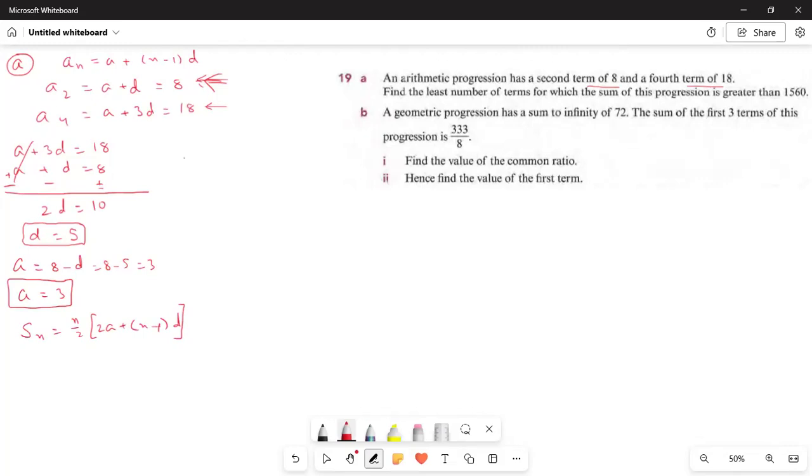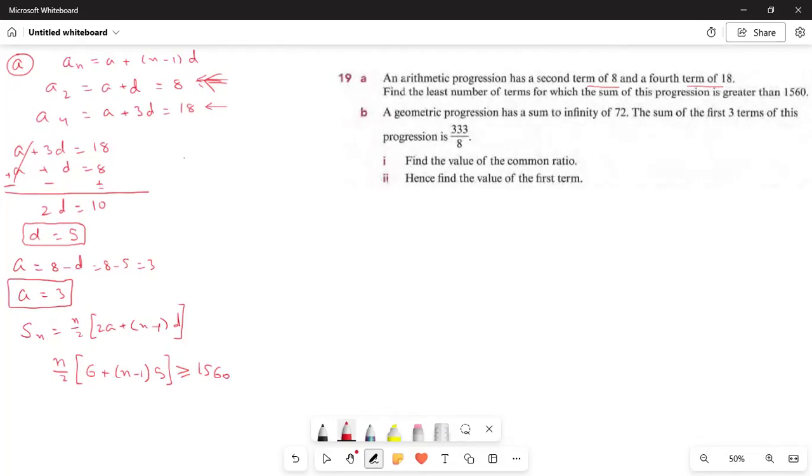So I want to make this sum equal to or greater than 1560, and I don't know n. So n by 2 times (2 times a). a is 3, so 2 times a becomes 6, plus (n minus 1) times d, where d is known to be 5. All of this should be at least or greater than 1560. Find the least number of terms.